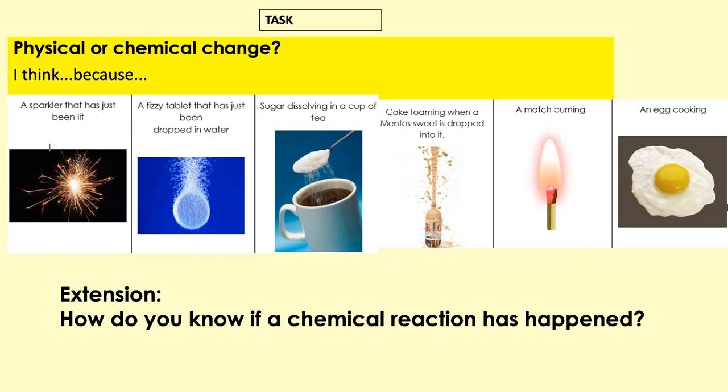And if you're feeling fancy, you can do the extension task, which is to write down how would you know if a chemical reaction has happened. And the answer to the extension is on the next slide. So if you're doing that, pause the video now.